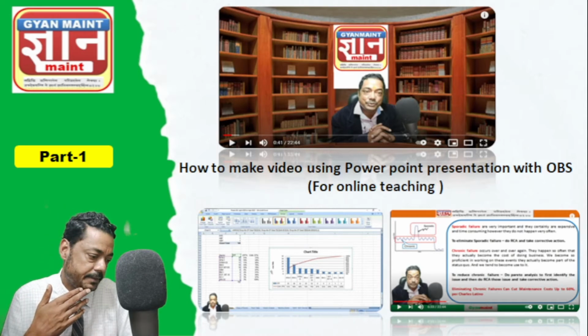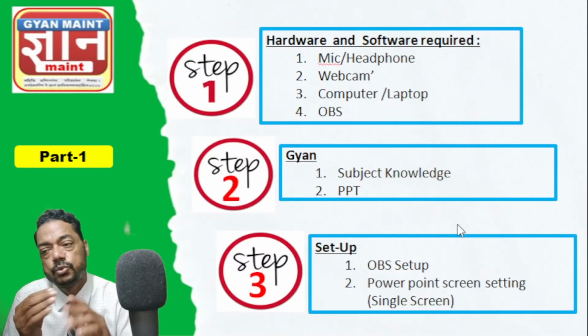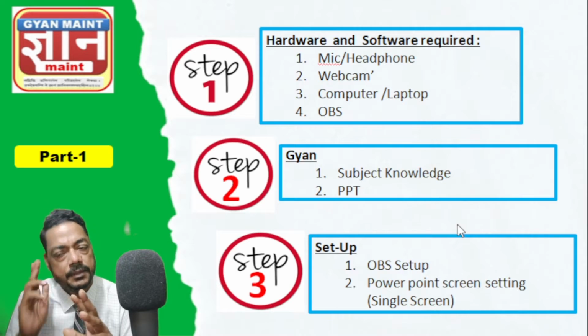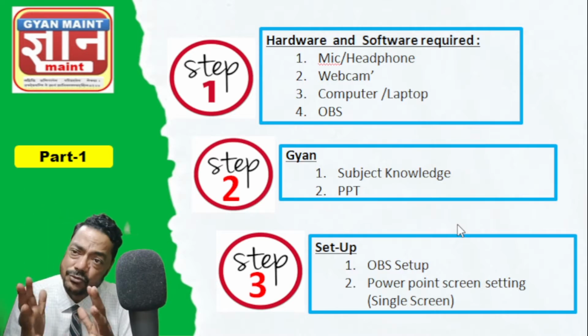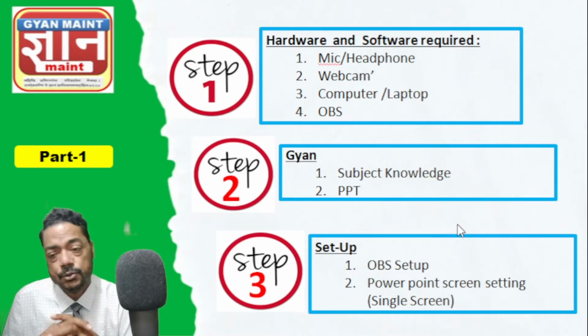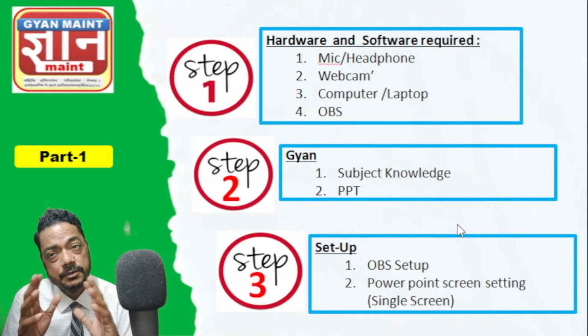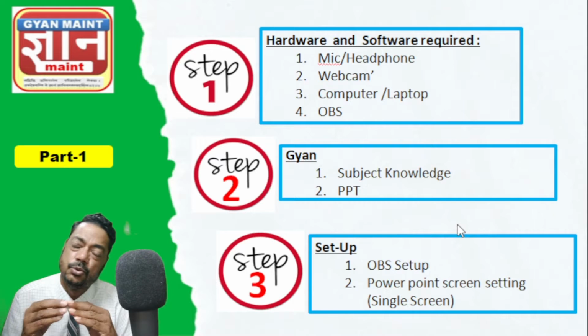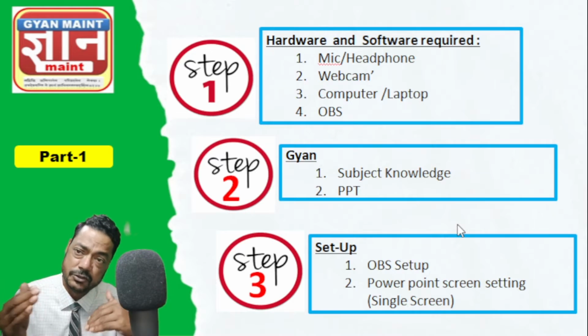Now, let me tell you. To make a video, there are three steps. First, you have to have hardware and software. Then you have to have a Gyan topic, wherever you have a good knowledge of the subject, and you should be able to make a good PPT in a chronological order.